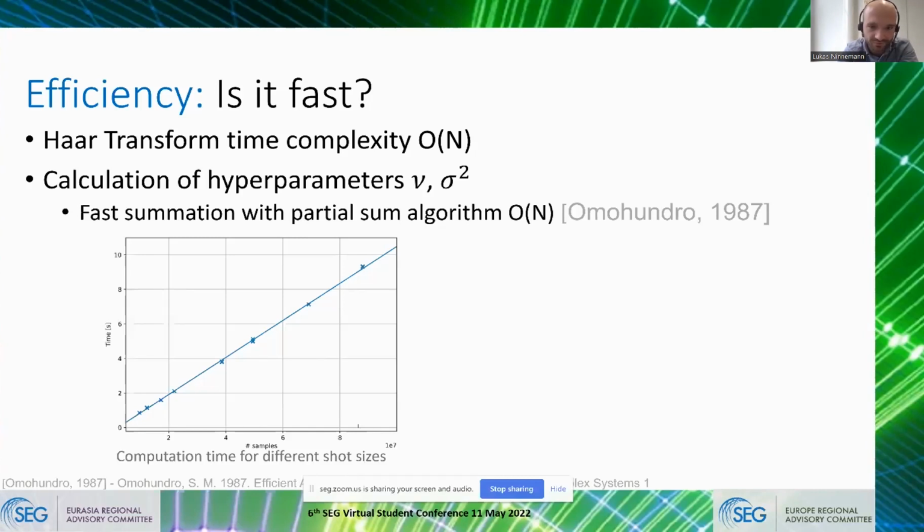So these times you see down here were with a Python implementation on my laptop. And they indicate that, for example, a shot with 90 million samples can be processed in under 10 seconds on my laptop, and on other machines it should be faster.